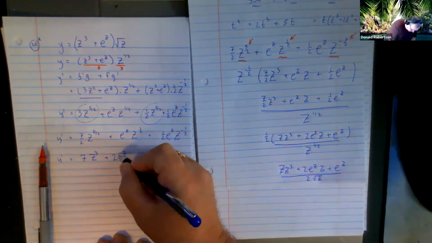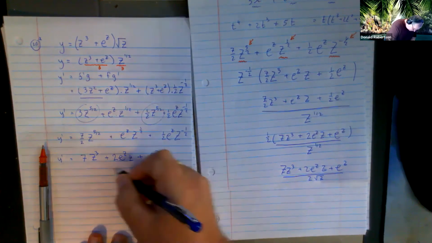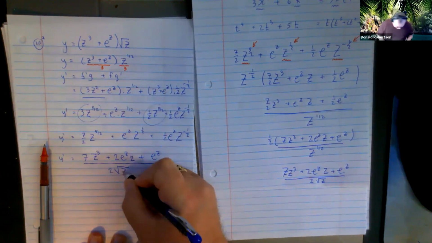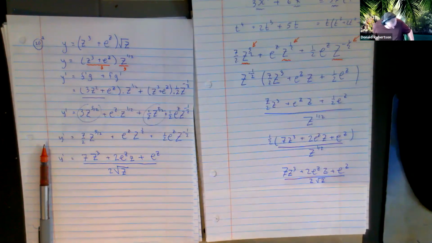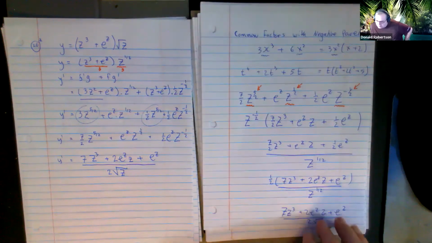I guess we have z. Plus an e to the z. And on the bottom, 2 square roots of z. So that is an algebra skill that isn't common. You don't do a lot of them.